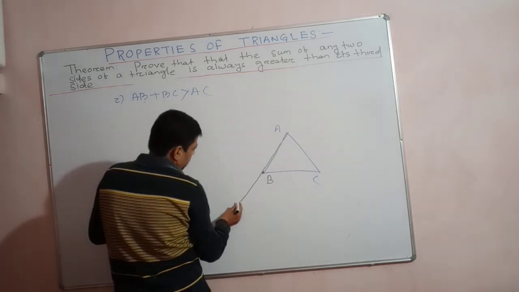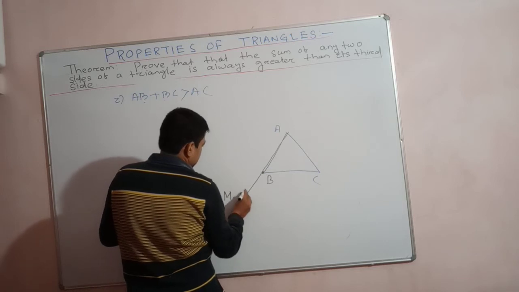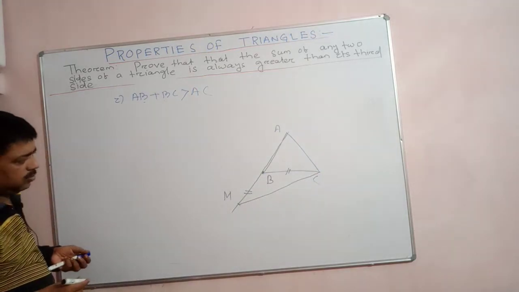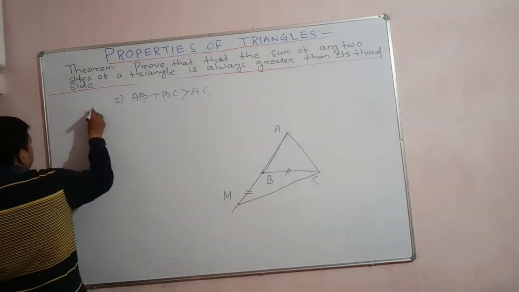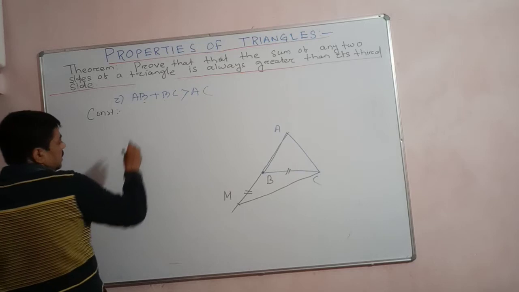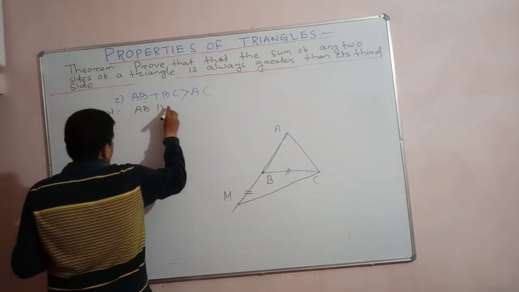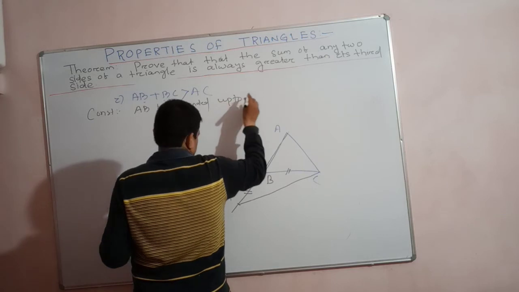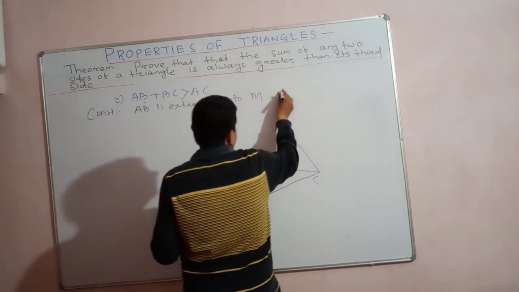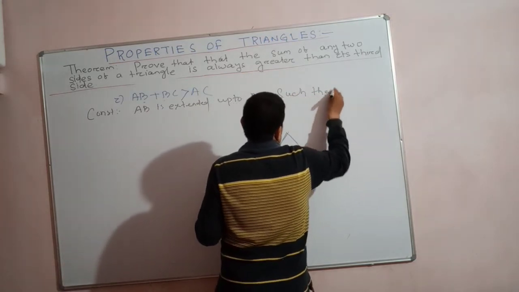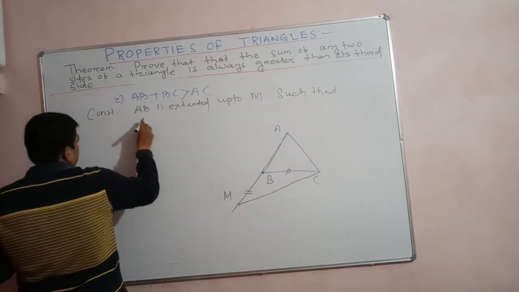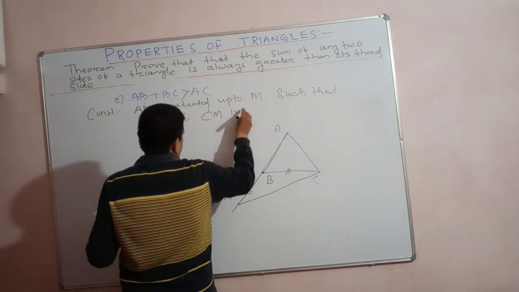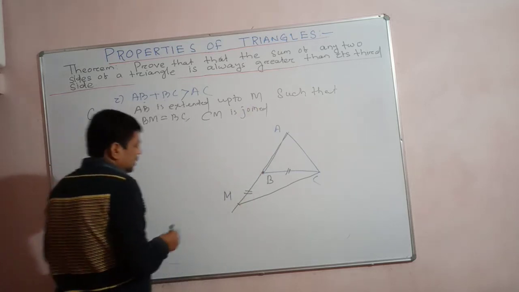Yes or no? And up to the point, suppose M, such that BM is equal to what? BC, and here CM is joined. Yes or no? Understand? So for this you have to do another construction. What is the construction? AB is produced, AB is extended up to M, such that BM is equal to BC, and CM is joined.